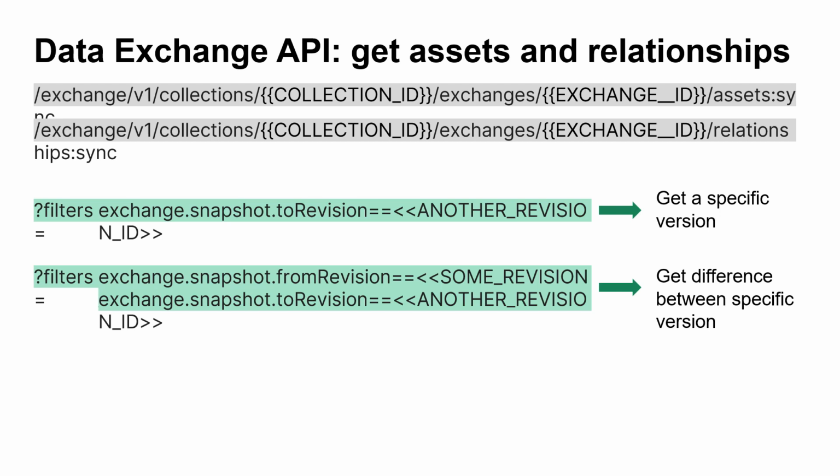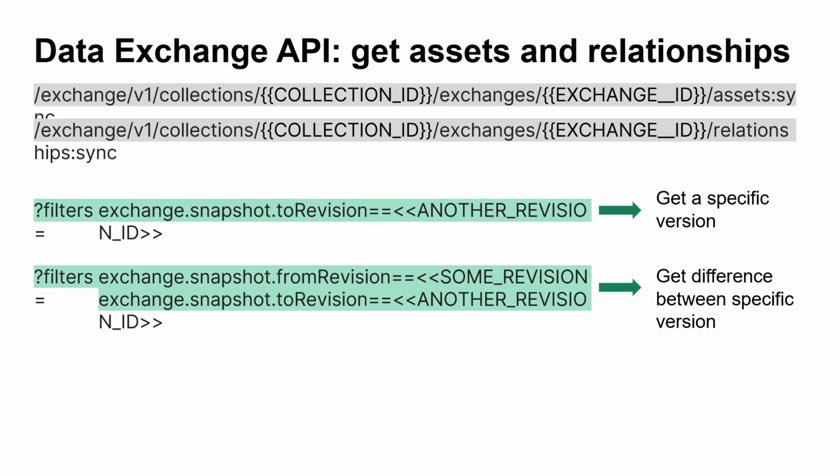In case we specify only the to revision filtering parameter, we will receive the assets or relationships, depending on what endpoint we call, that correspond to the given version. In other words, if we're interested in parameters of the wall as they were in version 1, then we just request the assets and specify the to revision value corresponding to the first version. The same is valid for any other versions. However, in case we specify both from revision and to revision, we will be provided with a list of assets and relationships that changed between the specific versions.